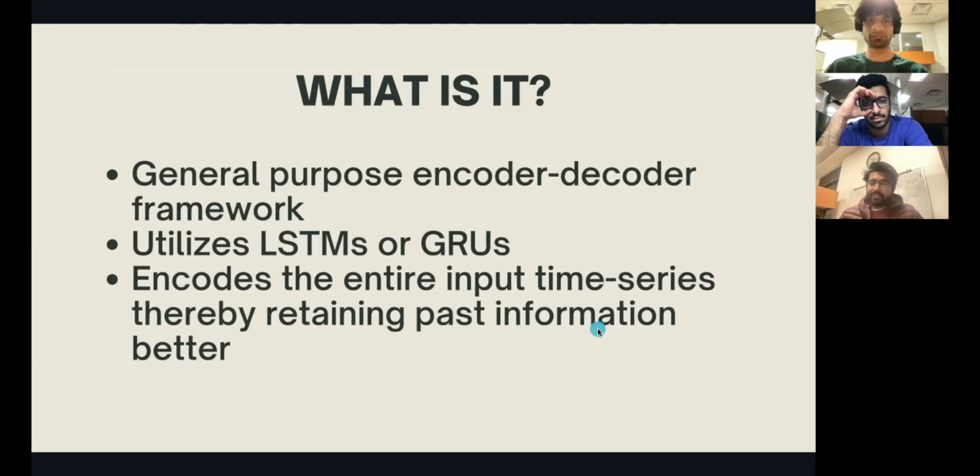We have also used sequence to sequence architecture. Sequence to sequence architecture is, again, good in time series modeling, but it is different in architecture in that it is a general purpose encoder decoder framework. Essentially, they take the entire state from the encoder and it is directly passed to the decoder, thereby retaining past information better than LSTMs and GRUs.